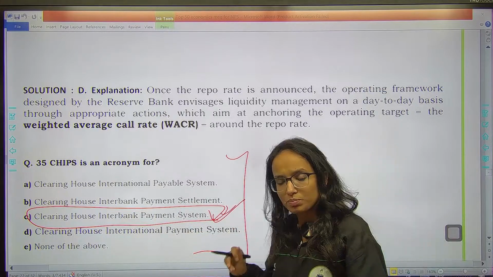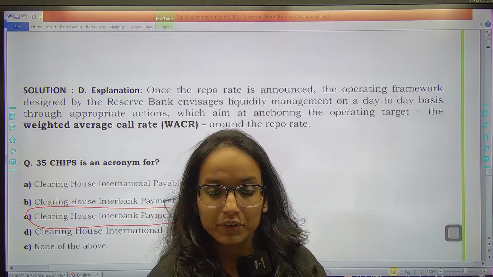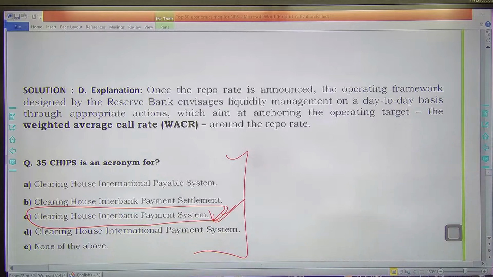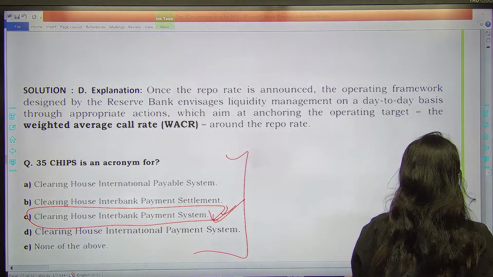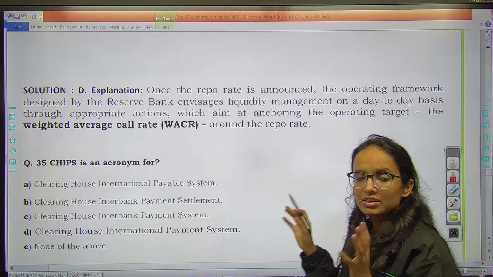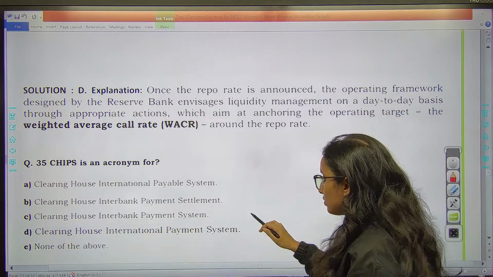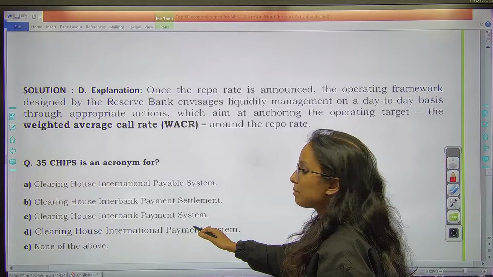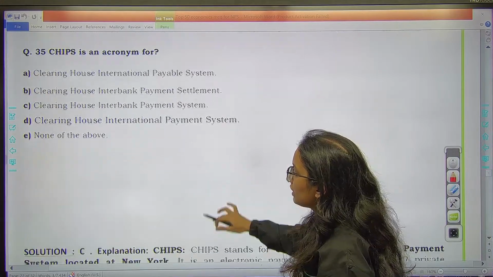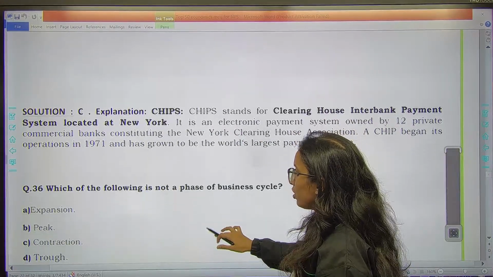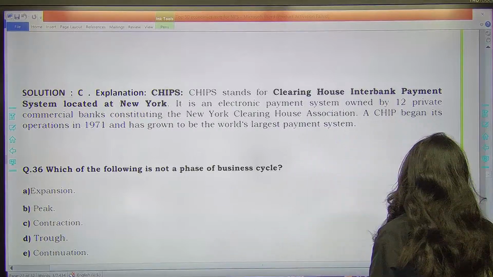What is CHIPS? CHIPS is the world's largest clearing and payment settlement system for dollars, right? So for US dollars, this is the clearing and settlement system, and this is the largest in the world for dollars. So remember, Clearing House Interbank Payment System, CHIPS, right? Then next is, which of the following is not a phase of business cycle?